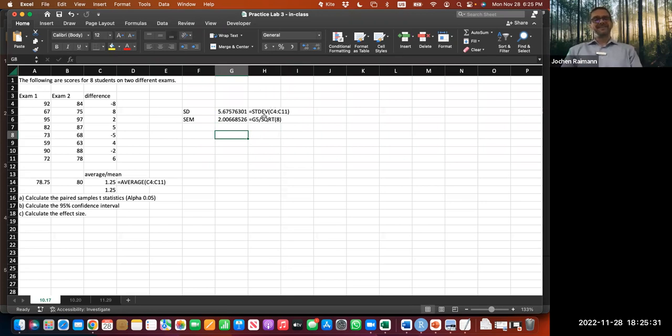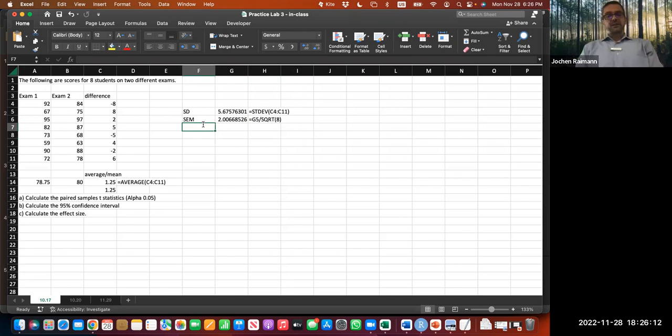Where did you get 8 from? Well, it's 8 entries. Sample size. It's F5 divided by what? G5 divided by... So it's the standard deviation divided by the square root of the n. You remember that formula? That's your standard error of the mean. So it's G5 divided by, and then we'll check what it is. It's SQRT 8, the square root of 8. Good. 8 students.